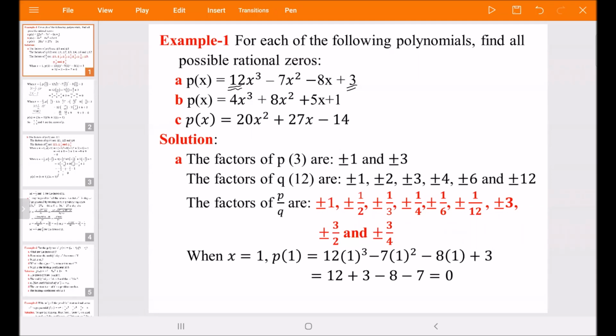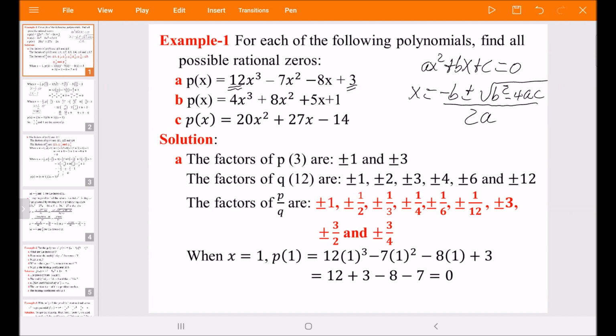The general quadratic formula states that if you have the quadratic equation ax squared plus bx plus c equal to 0, for a different from 0, x is equal to minus b plus or minus the square root of b squared minus 4ac over 2a. Then a is the coefficient of x squared, b is the coefficient of x, and everything that is left will be c. So a is 20, b is 27, c is negative 14.